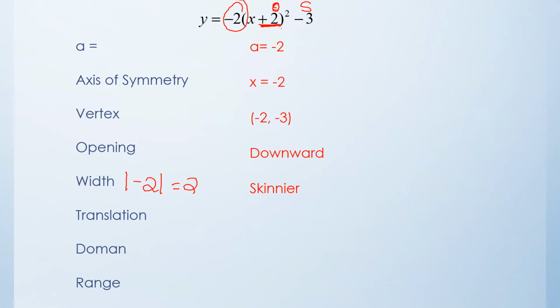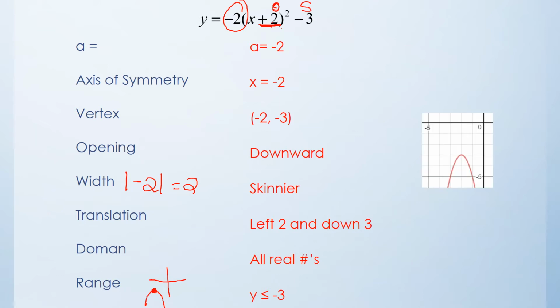How is it translated? Remember, it does the opposite in the parenthesis, so it's going to move left 2 and down 3. The domain should be a no-brainer at this time, and our range, because this is opening downward at (-2, -3), then it looks like this. So then the range, this is a maximum value. So -3 is going to be the maximum. So it's going to be less than or equal to -3. And the graph will look like this. Notice the vertex is at (-2, -3). Okay?